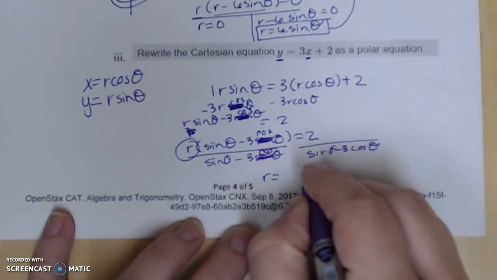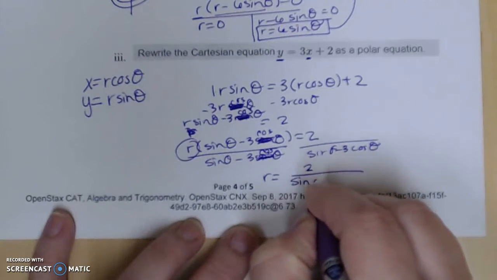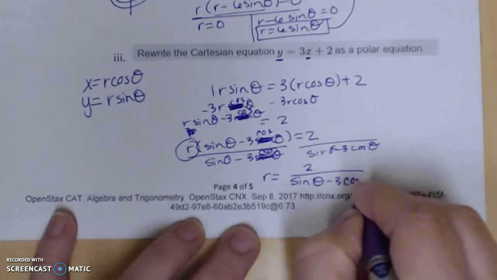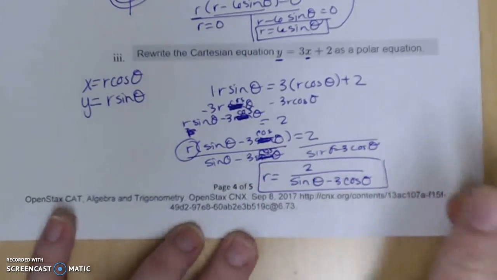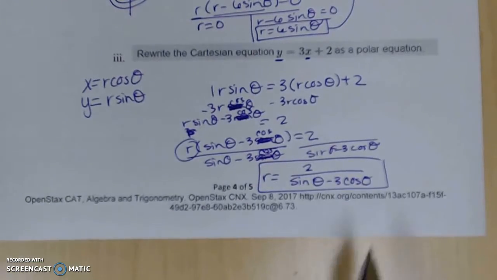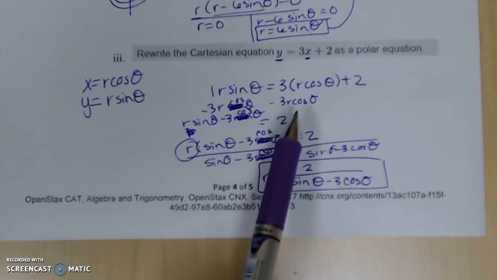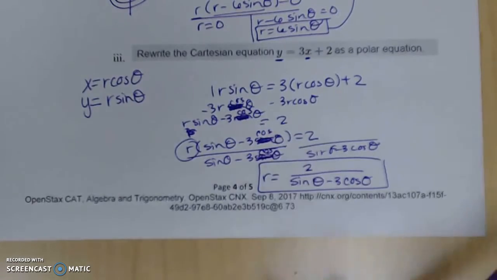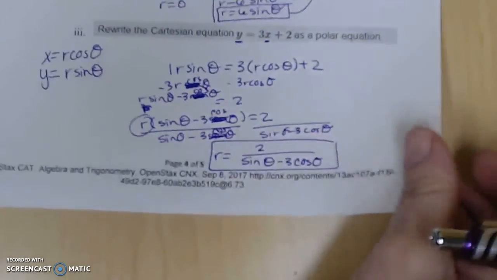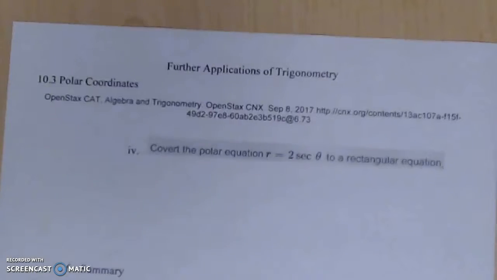This ends up giving me r equal to 2 over sine theta minus 3 cosine theta. So this would be your polar equation of the Cartesian equation of 3x plus 2. So you can see on this one, it's a little bit more moving and shuffling than we did in the previous one. Now I want to finish up this lecture and I want to do one more example with you.